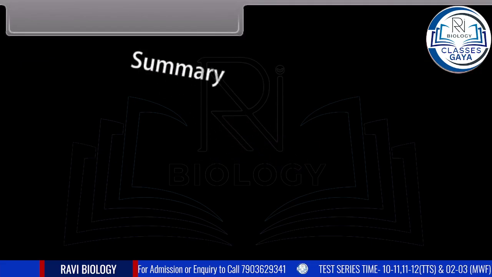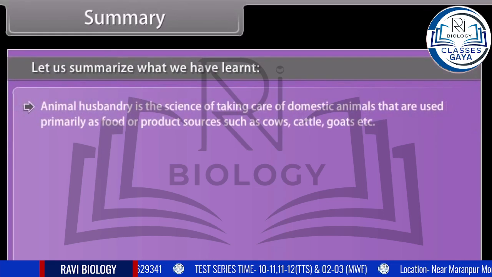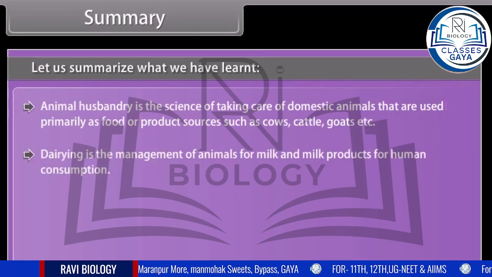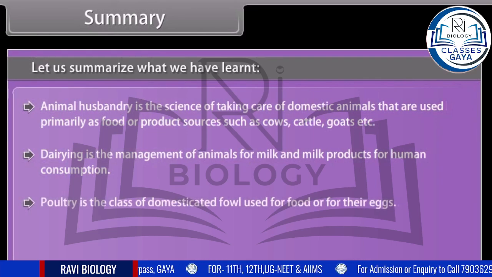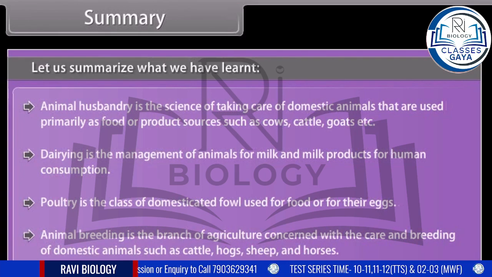Summary. Let us summarize what we have learned. Animal husbandry is the science of taking care of domestic animals that are used primarily as food or product sources such as cows, cattle, goats, etc. Dairying is the management of animals for milk and milk products for human consumption. Poultry is the class of domesticated fowl used for food or for their eggs. Animal breeding is the branch of agriculture concerned with the care and breeding of domestic animals such as cattle, hogs, sheep and horses.